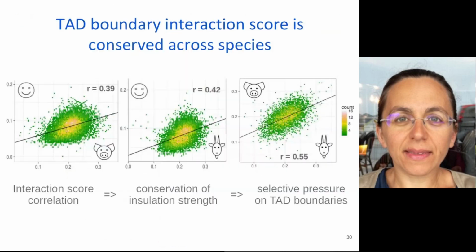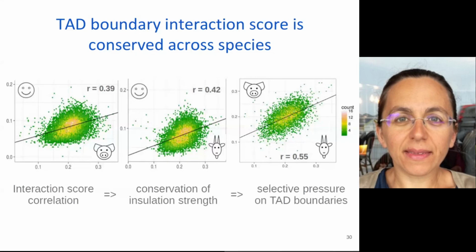Then on slide 30, I didn't put a slide on this, but we could do this conservation analysis on the TAD boundaries exactly the same way as we did for the ATAC-seq peaks, projecting these boundaries to the human genome and then computing the similarity level. For the ones that were in common between 2 different species, we did the scatter plot of the interaction score in the 2 species, and we see a nice correlation, about 0.39 between human and pig, 0.42 between human and goat, and then 0.55 between our 2 livestock species, pig and goat.